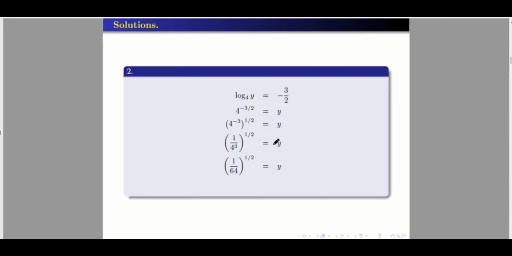Now 1/2 means the square root. Take note that in general, the nth root of a is equivalent to a raised to 1 over n. If it is written like this, it is understood by convention that the index here is 2. So a raised to 1 over 2 means the square root of 1 over 64, which is 1 over 8. So y is equal to 1 over 8.